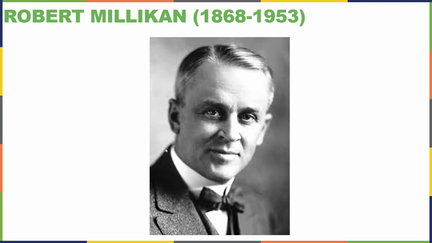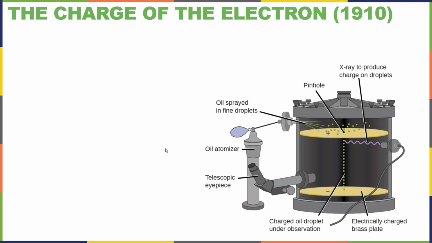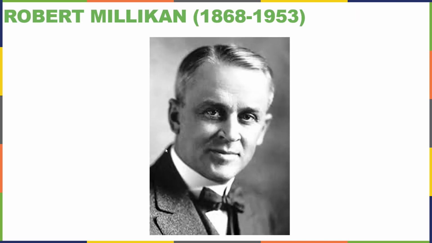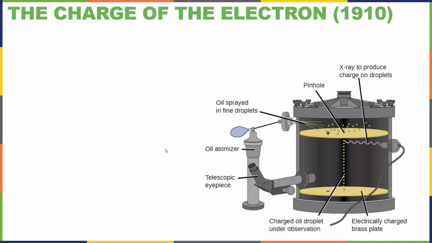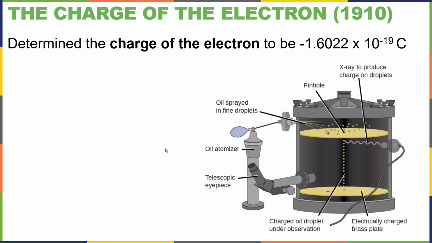So next we got Robert Millikan. Now again, J.J. Thomson discovered the electron, and he knew it had to have a negative charge because of the design of the cathode ray tube. But this dude here, Robert Millikan, who I call the milkman, discovered the magnitude of the charge of the electron. So I don't want you to be confused. J.J. Thomson knew the electron was negative, but Robert Millikan said the charge is exactly negative 1.6022 times 10 to the negative 19th.